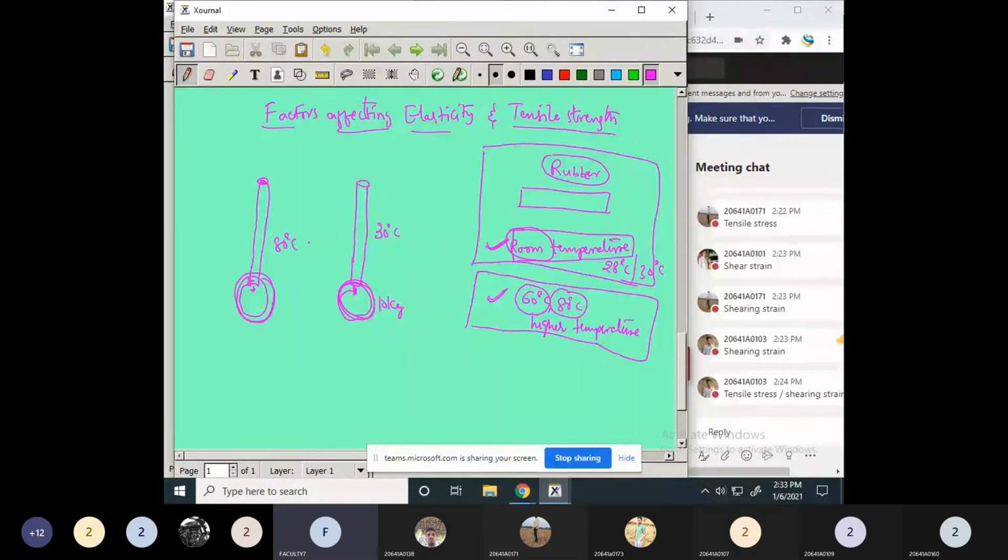Then what happens? In this case, suppose due to the application of this weight, there is some elongation. Let us consider the rubber band has got elongated, and initially let us consider some 10 centimeters initial length, and due to this mass at 30 degrees centigrade, let us assume there is some elongation and it reached some 15 centimeters.